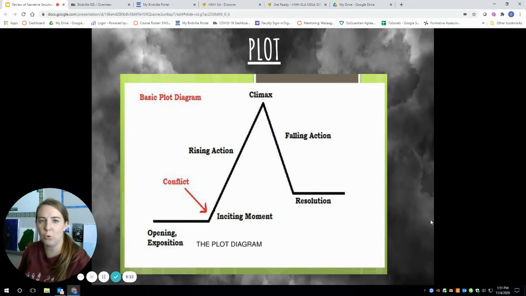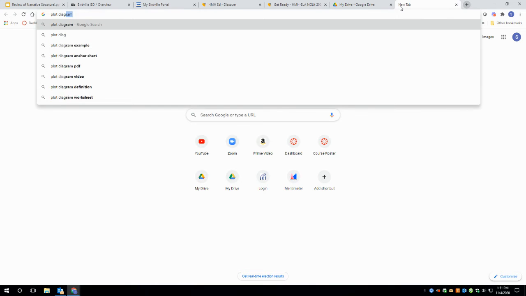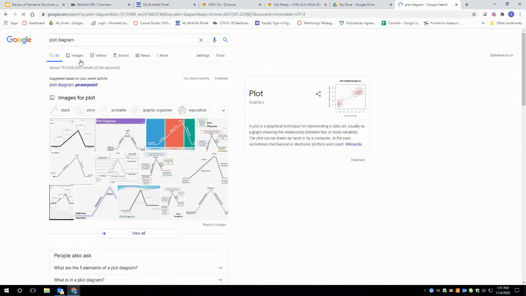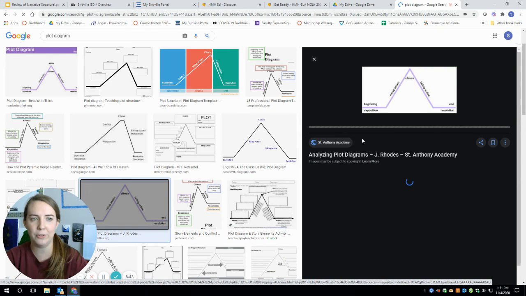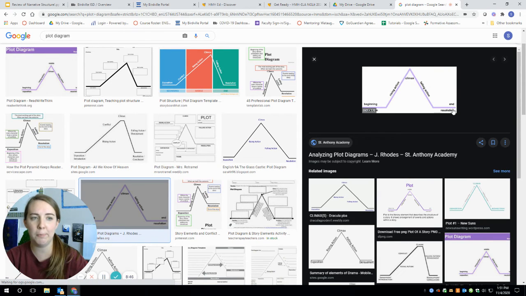Let's talk about this old plot diagram. Usually when you want to look at the plot diagram, it looks something a little bit more like this beautiful little triangle here. This is a terrible example of plot. In this exact image, the climax happens in the middle of the story, right? Nice and pretty and in the middle. Sadly, though, that is not what happens at all. That is not how that goes.